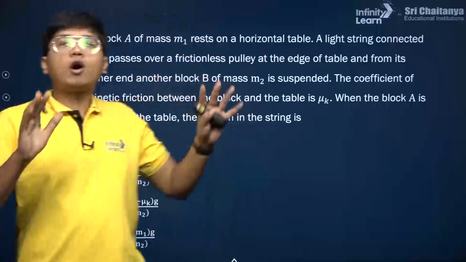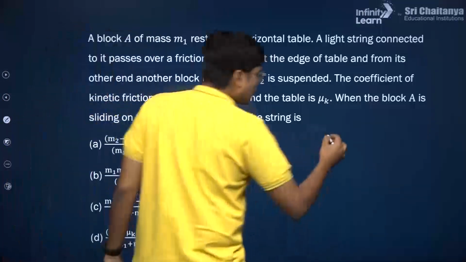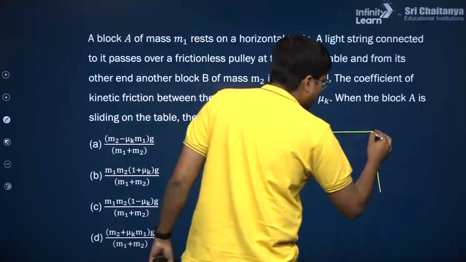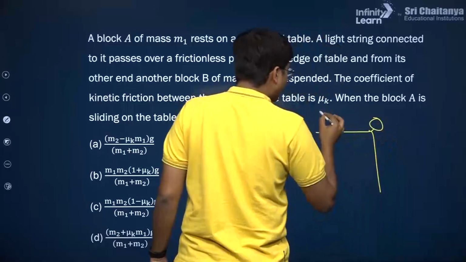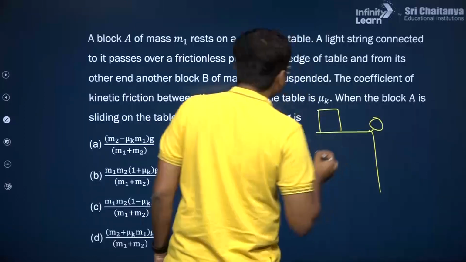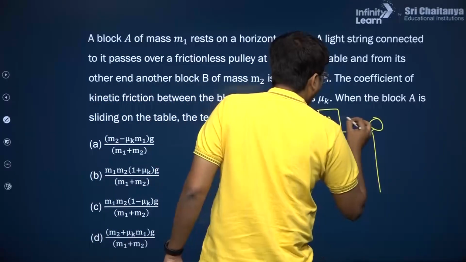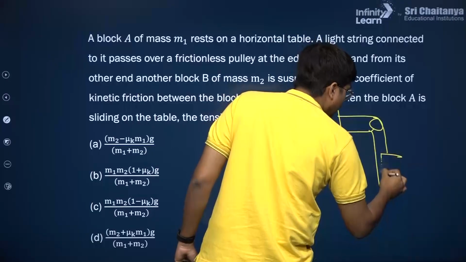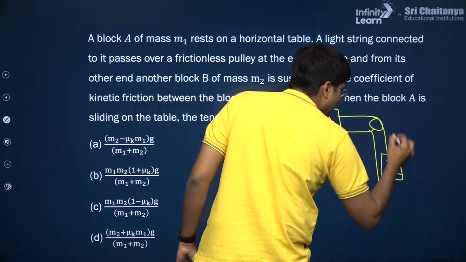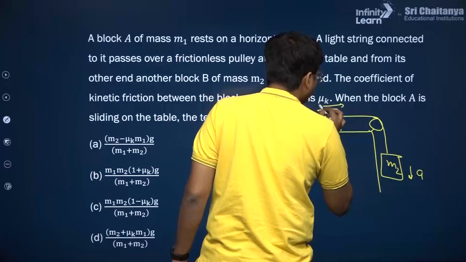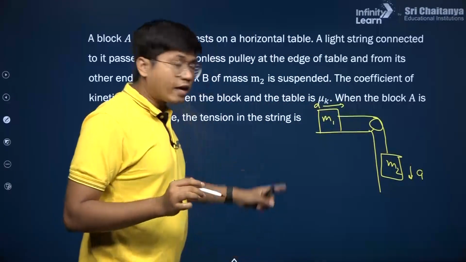So first up, draw out what it looks like. Now, if you're in your competitive, you might not have to draw if you have that much practice. But because we're explaining things here, this is our first block, which we are calling as M1. And you have through the pulley, the other block, M2 over here. This block M2 moves down with an acceleration A, which means this moves in this direction with an acceleration A.